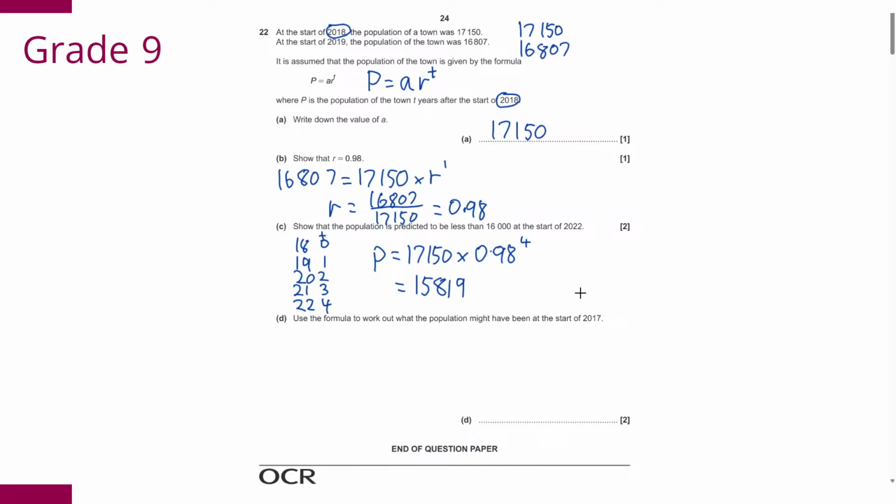Use the formula to work out what the population might have been at the start of 2017. Okay. So how do we work backwards? Well, each time we're timesing by another R. So how we work backwards is we get the 17,150 and we divide it by 0.98. I don't know. Is that going to work? Divided by 0.98. So that equals 17,500.